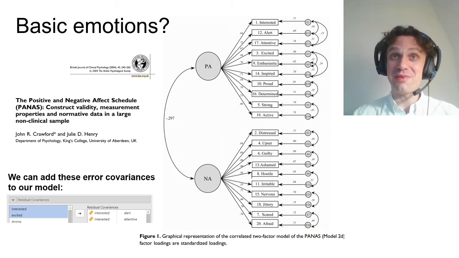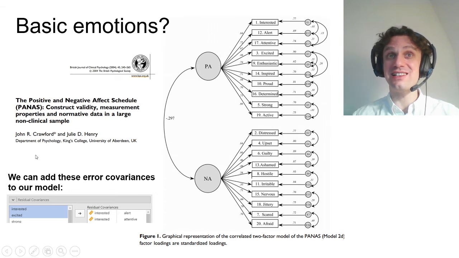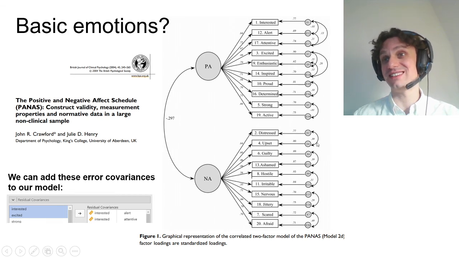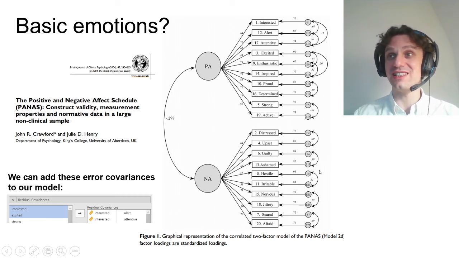We can dig up a paper validating this PANAS measure in another sample. There people performed a content analysis of those items, and they said, okay, let's just include covariances for pairs of items that reflect the same basic emotion. For example, hostile and irritable is anger, scared and afraid is fear, nervous and jittery is some kind of activation, and so on. And we can basically just add all these error covariances into our model.